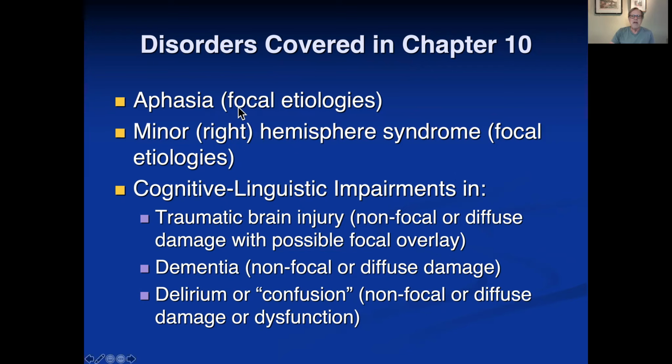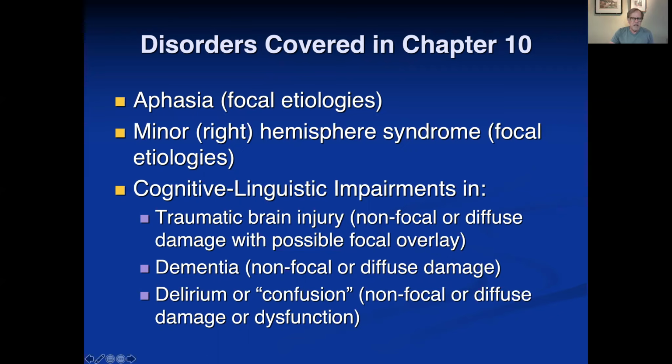And you'll notice that I have focal etiologies for both of those two categories. That means that the etiologies of them are focal. They're not broad and diffuse over the whole brain, but they're in specific locations. And I think you know a lot about the specific locations already, especially for the aphasias from chapter 2, was it, or maybe 3?